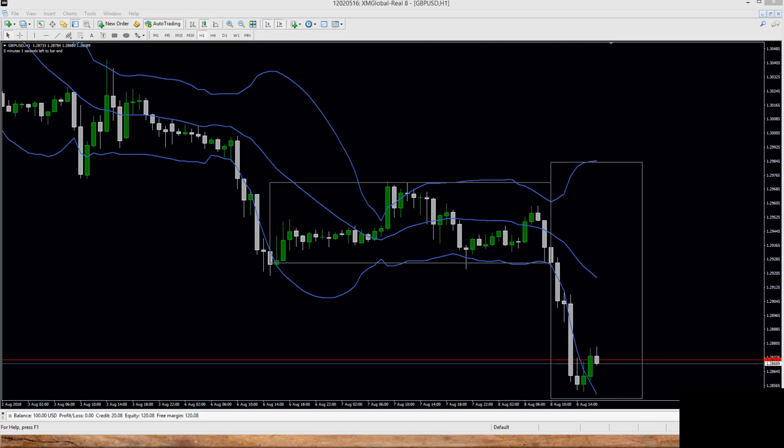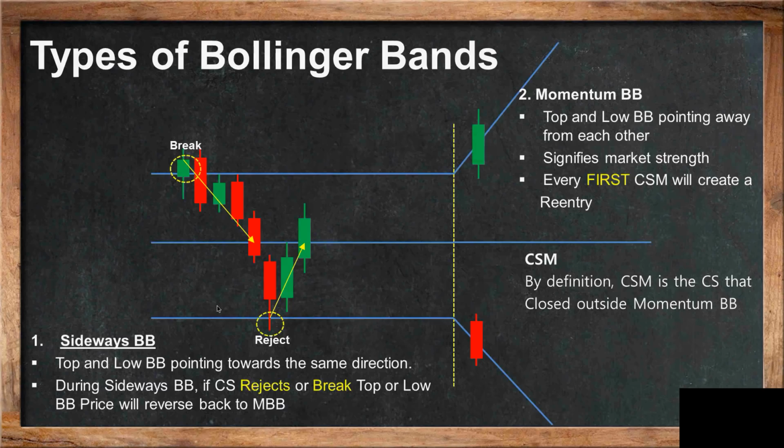So is everyone clear with sideways Bollinger Band? So let's just go back to the notes earlier on. So that's a good example there at GU. We have a candle break and a candle reject. Okay. So now let's talk about the second type of Bollinger Band.